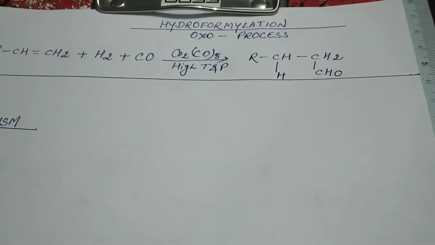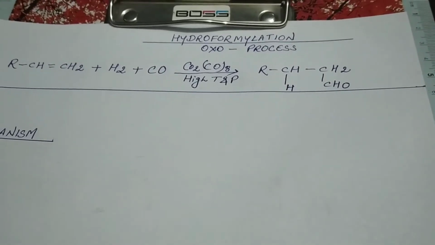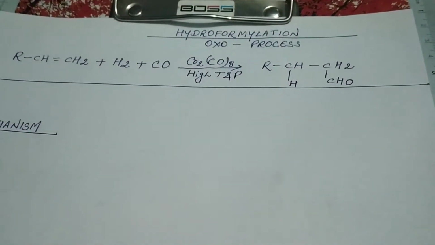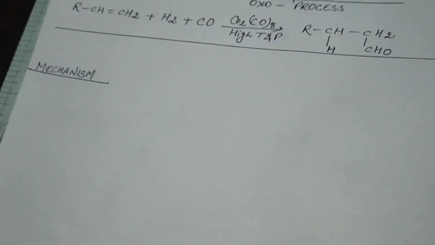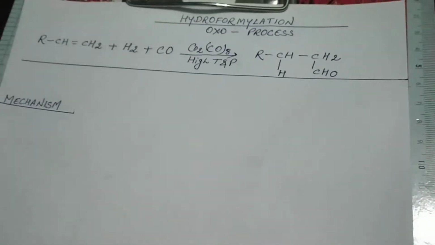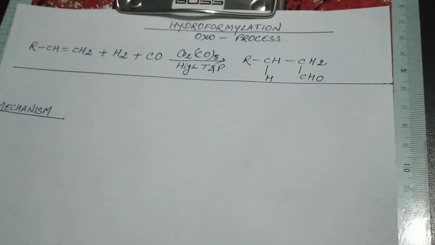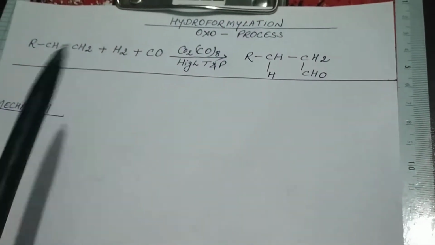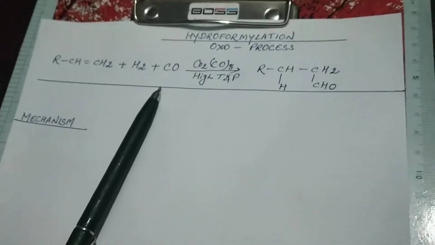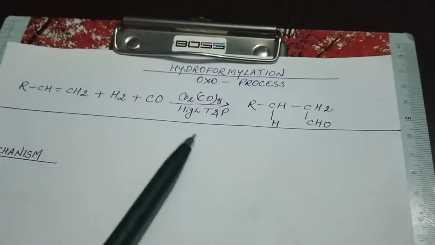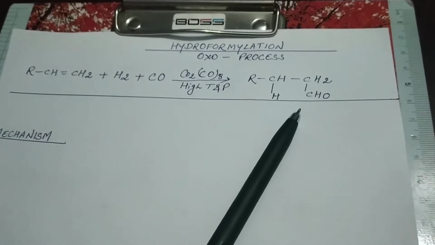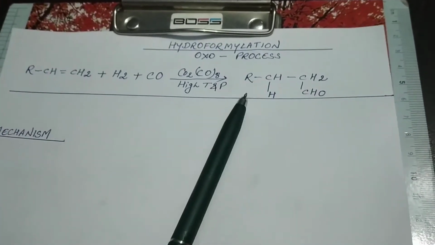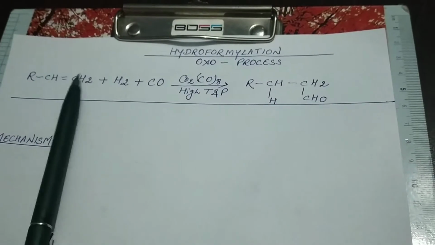Hello students, in this video we will understand the reaction and mechanism of hydroformylation. It is also called the Oxo process. So let's see how this reaction is going on. When a terminal alkene is treated with hydrogen and CO at high temperature and pressure in the presence of Co2(CO)8 as a catalyst, then an aldehyde is formed. So this is the process of getting an aldehyde from an alkene.